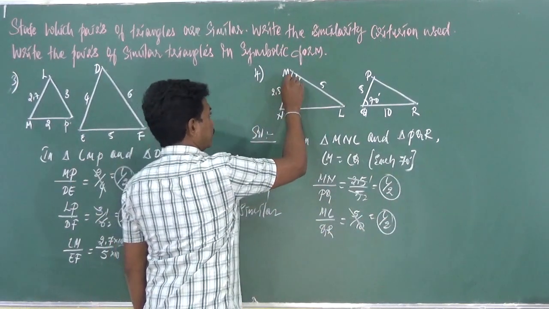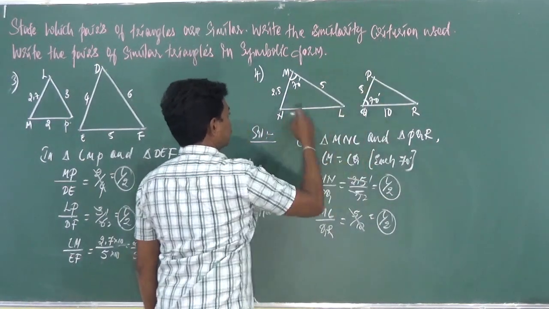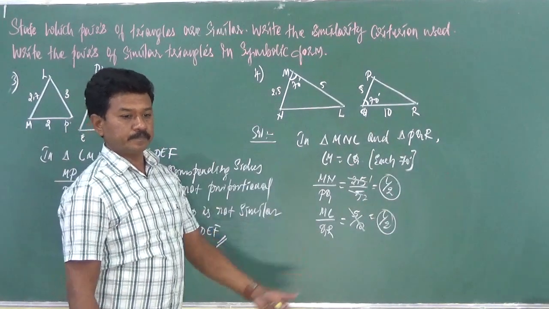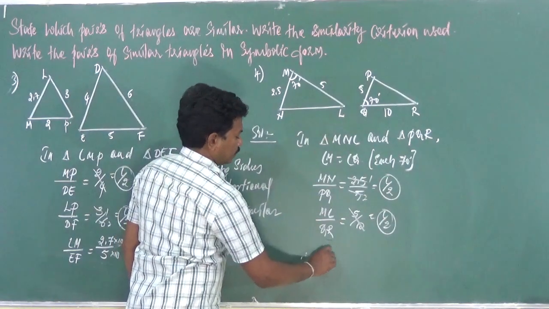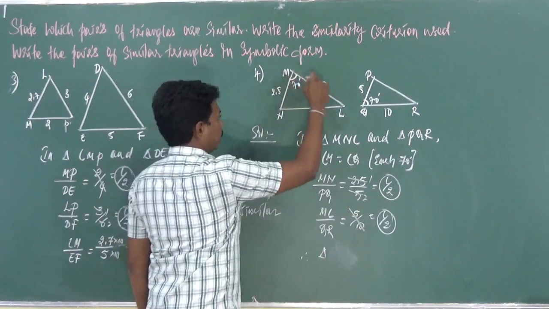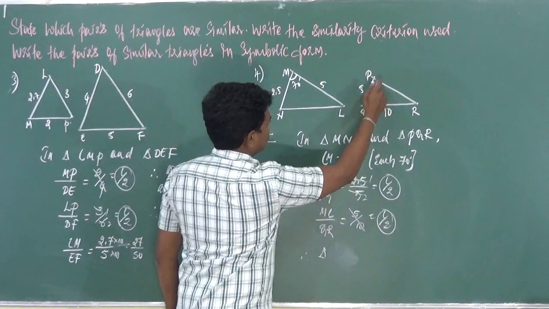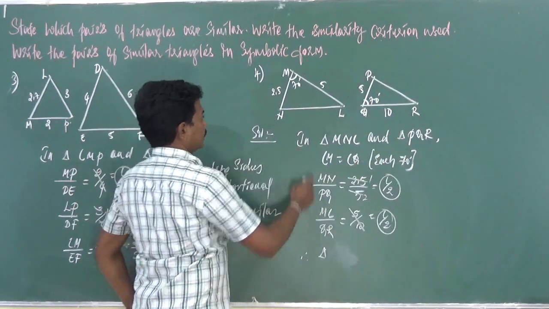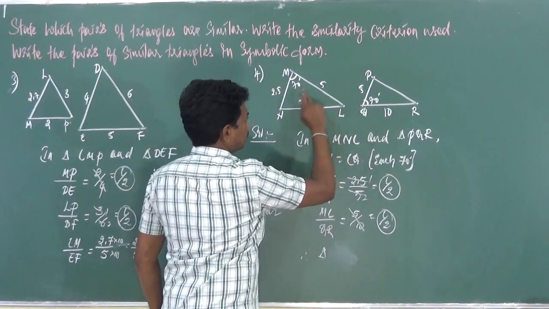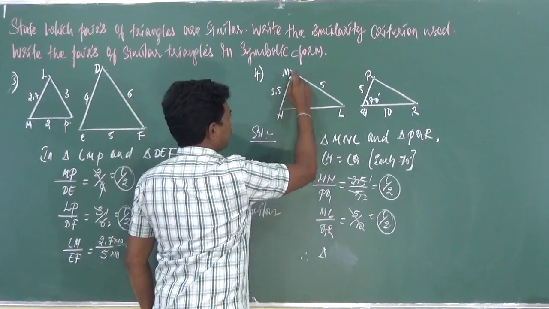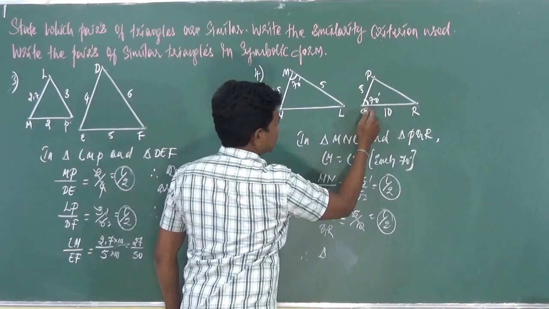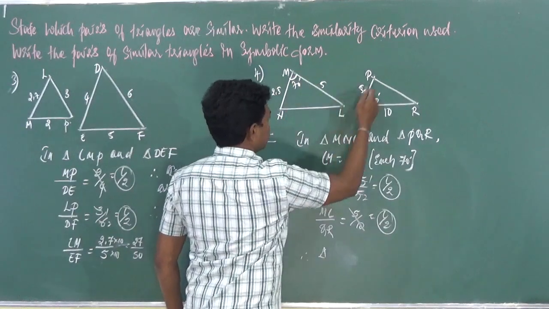So here one angle of one triangle is equal to one angle of the other triangle, and the sides containing the angles are proportional. Therefore both the triangles are similar to each other according to the SAS similarity criterion. MN and PQ are corresponding sides, ML and QR are corresponding sides, and these are the equal vertices. So you can take it as triangle NML similar to triangle PQR. For NM it comes PQ, for ML it comes QR.